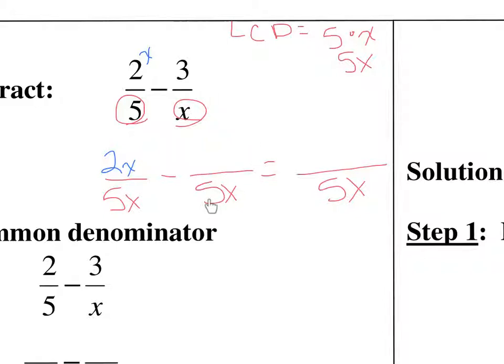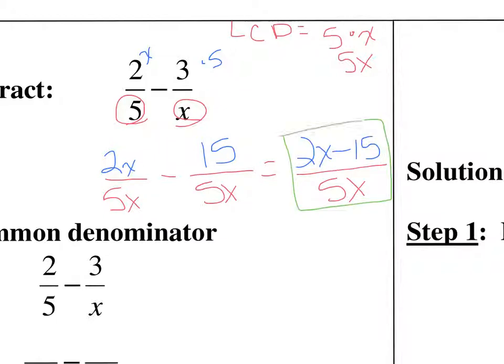x times what makes 5x? x times 5. So the numerator has to also be multiplied times 5, and that will give us 15. And so the numerator here will be 2x minus 15. And there are no like terms, so we're done. Don't make the mistake of trying to cancel these, because this is part of a binomial. There's a subtraction there. This x, this x, and this 15 and 5 won't cancel.